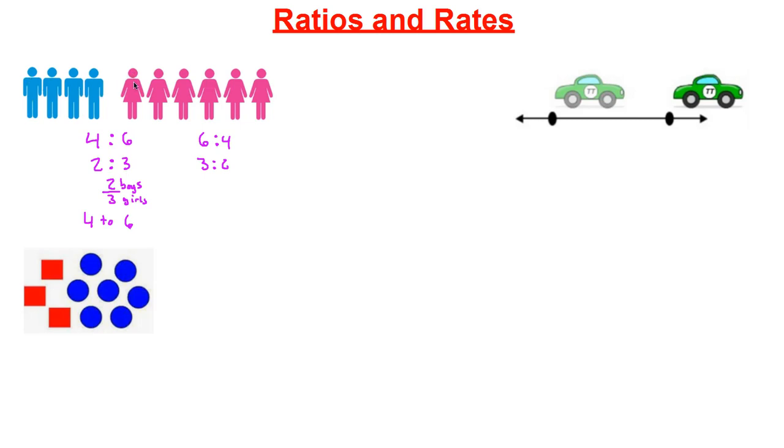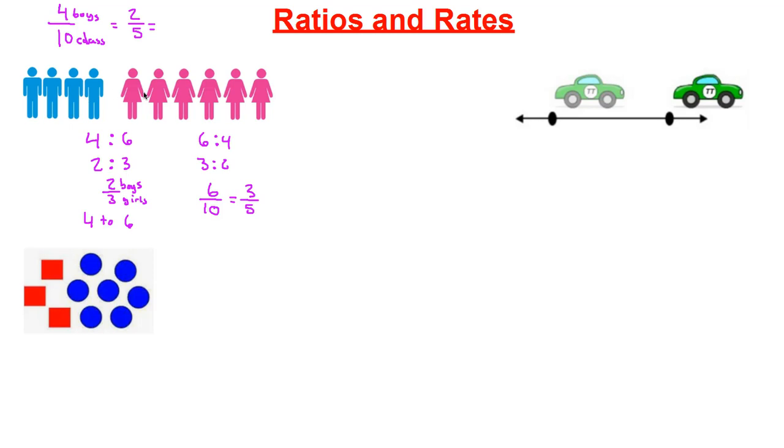So there are 1, 2, 3, 4, 5, 6, 7, 8, 9, 10 in total. So I could say the ratio of boys to the amount of students in the class is going to be 4 to 10. Or I could simplify that to say 2 to 5. So I could say there's a 2 to 5 ratio of boys to total people in the classroom. I could also say that there's a 6 to 10 ratio of girls to total people in the class, or I could say 3 to 5 ratio of girls to total people in the class.